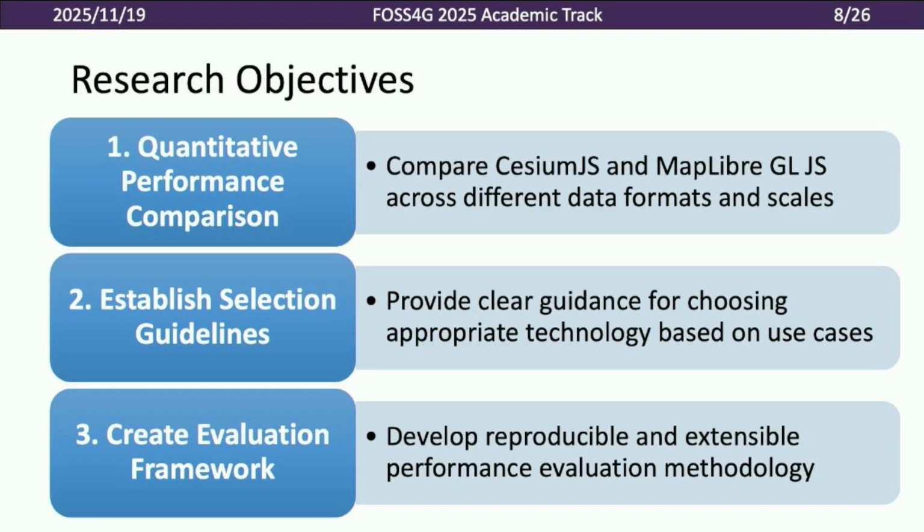Our research has three primary objectives. First, we want to conduct a quantitative performance comparison between CesiumJS and MapLibre GL JS across different data formats and scales. Second, we aim to establish clear selection guidelines. Developers need to know which technology to choose based on the specific use case, whether they are working with point clouds and building models or lightweight visualization displays. Third, we sought to create a reproducible and extensible evaluation framework. As web technology advances, particularly with WebGPU on the horizon, we need standardized methods to benchmark performance.